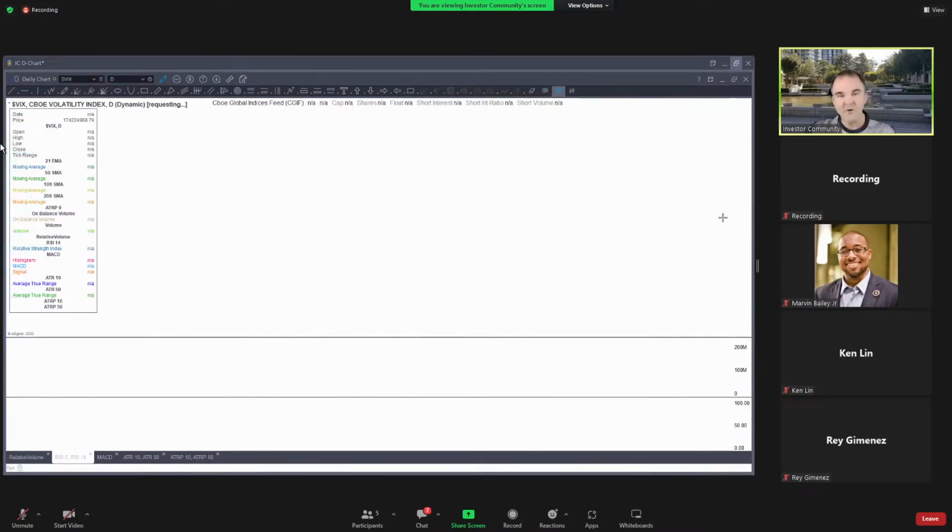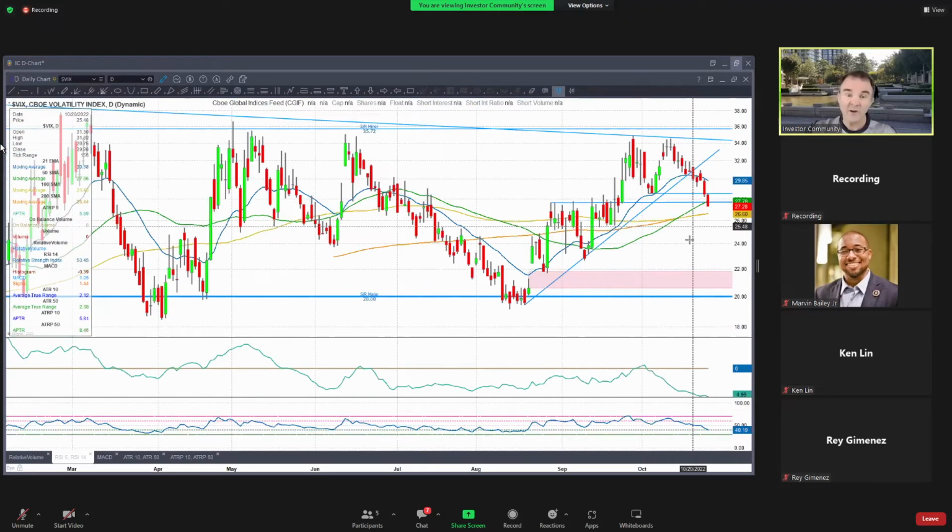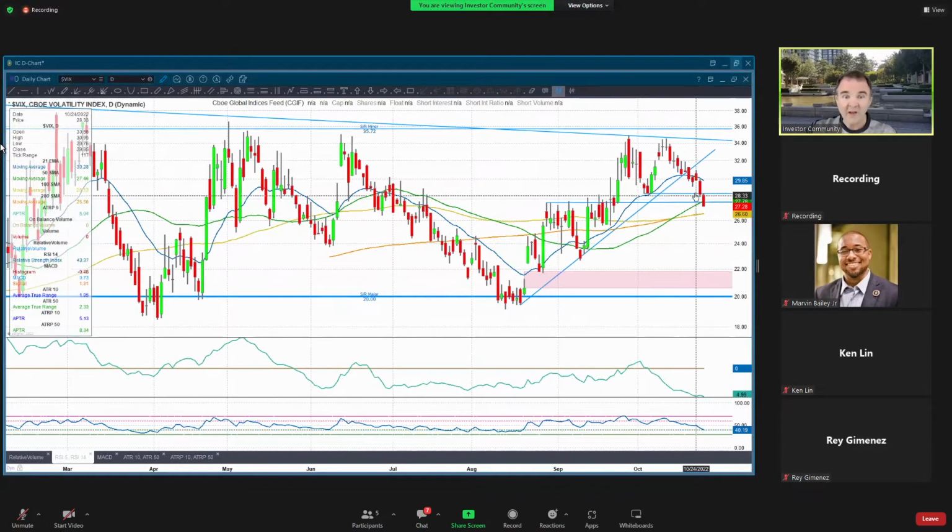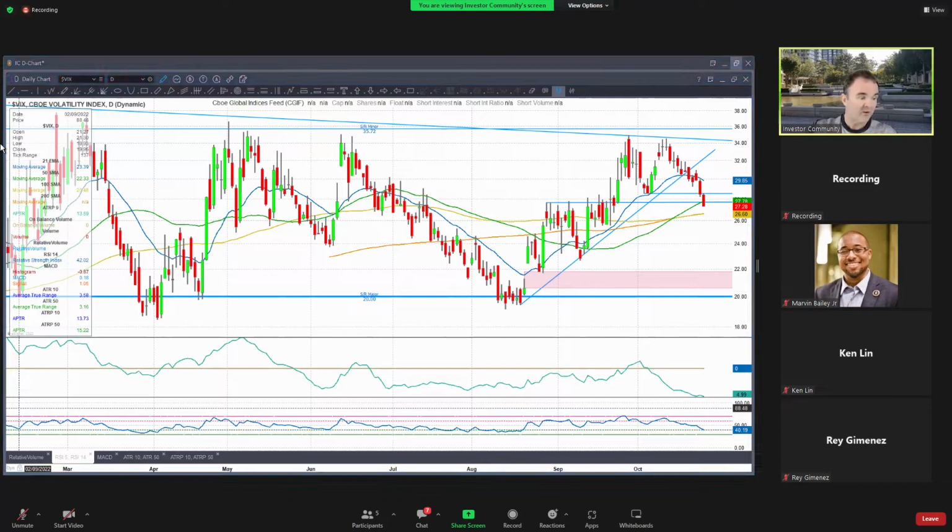The inverse of that would be a dragonfly doji. We're not seeing that here. So that to me is bullish and a reason to think that we've got a really good chance of continuing to the upside from here. Let's look at the 10-year yield.